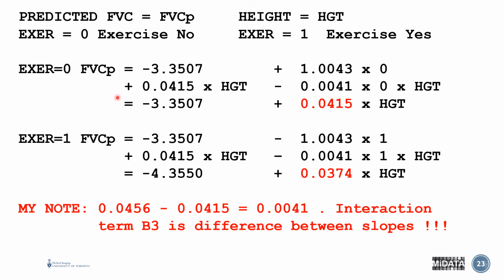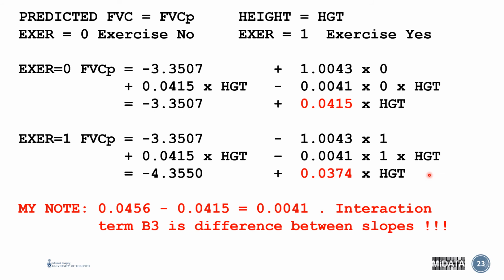You have the line equation for when you're not exercising, and its predicted FVC is minus 3.35 plus 0.04 times height. There's your line that we saw 3 slides ago when we were comparing the two slopes that we got from the separate GLMs for exercise versus no exercise. Now it's a little bit different for when there is exercise, because it's 1, and so these terms don't drop out. They remain, of course, because you multiply by 1. And when you simplify, you now get predicted FVC equals negative 4.36, basically, plus 0.04 times height.